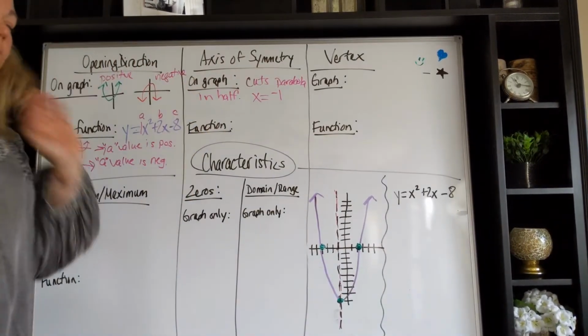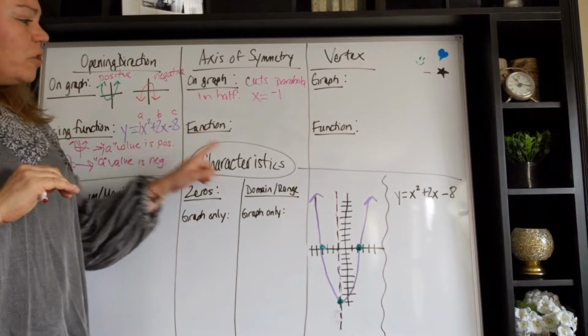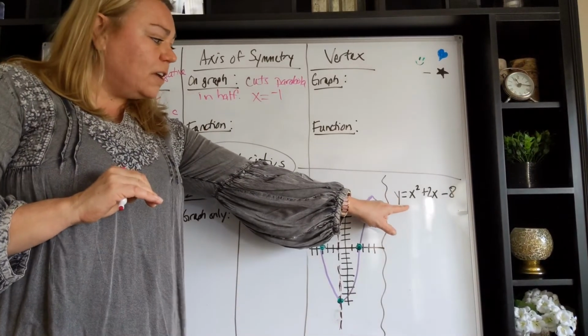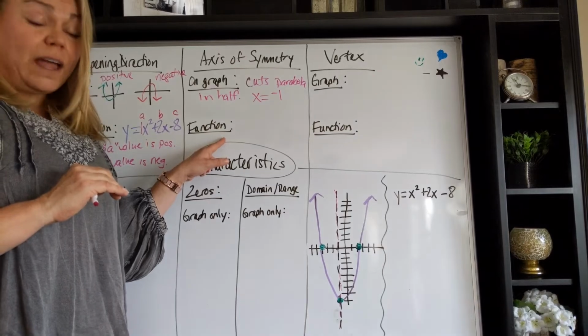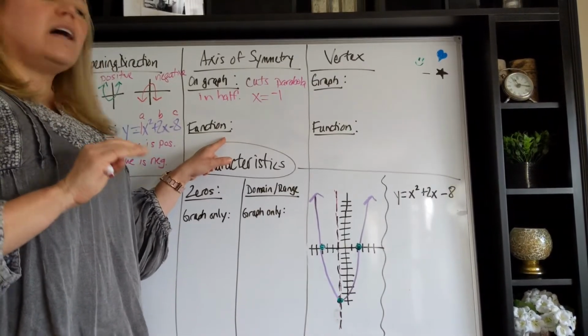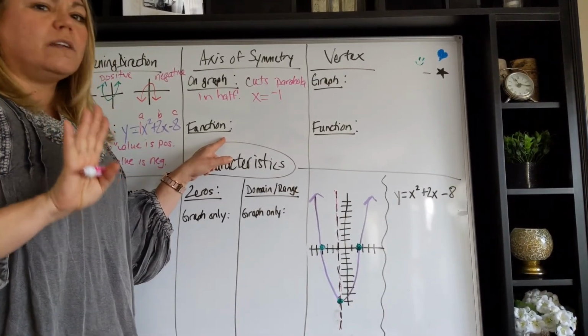Pretty easy, right? Not hard at all. If I'm looking at a function like I'm looking right here, I have to actually use a formula or a rule to figure out what the axis of symmetry is. But it's not hard because it's just substituting numbers in, no big deal.